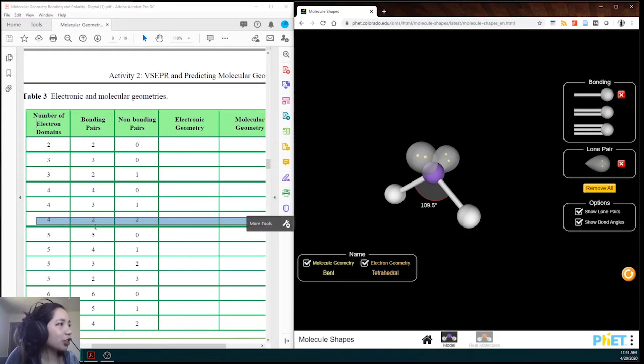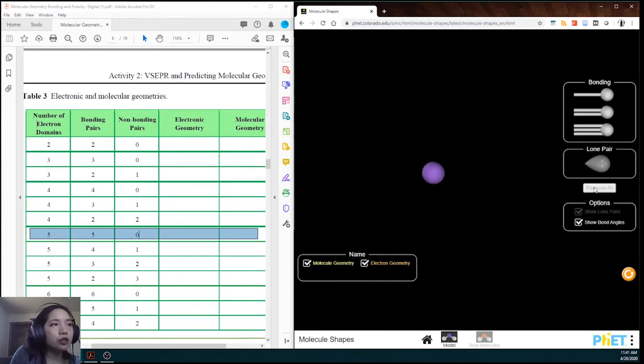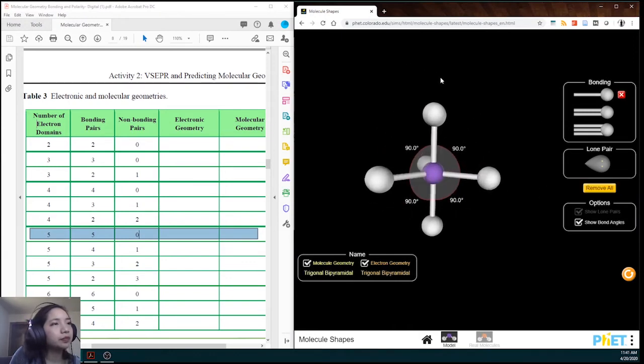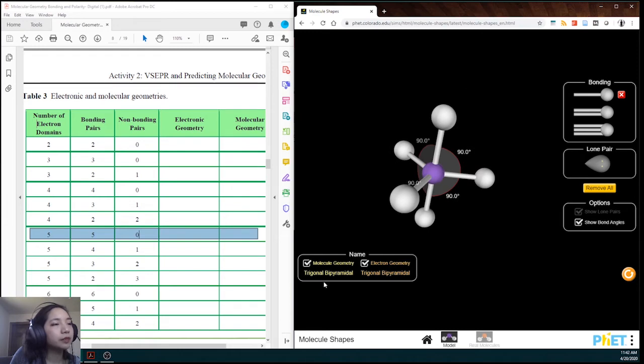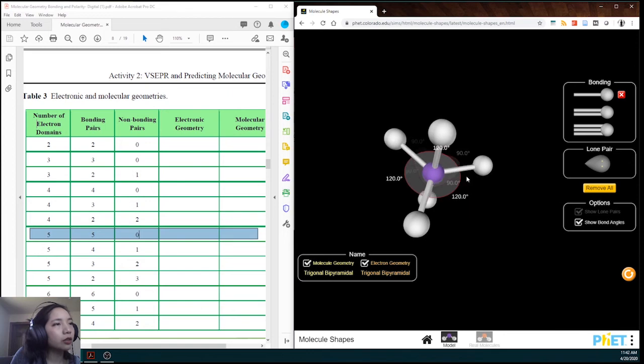So 4 electron domains. This is 2 bond pairs, 2 lone pairs. All right, so now let's do 5, all the different combinations under 5 electron domains. So we want to do just 5 bond pairs, no lone pairs. 1, 2, 3, 4, 5. Okay, so there are those names for you. I'll rotate it. You can see all the bond angles.